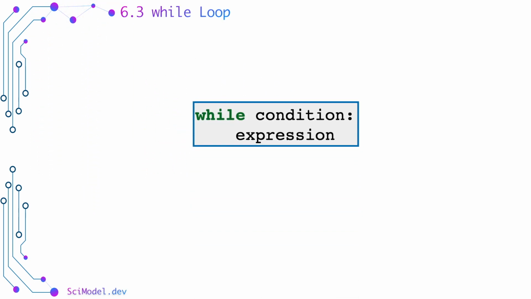We have seen that the for loop runs for a preset number of times until the sequence in the loop is fully iterated over. However, now we are going to look at a different kind of loop which is called the while loop. The while loop iterates over an expression based on a conditional statement, so the while loop is repeated as long as the conditional statement is true.